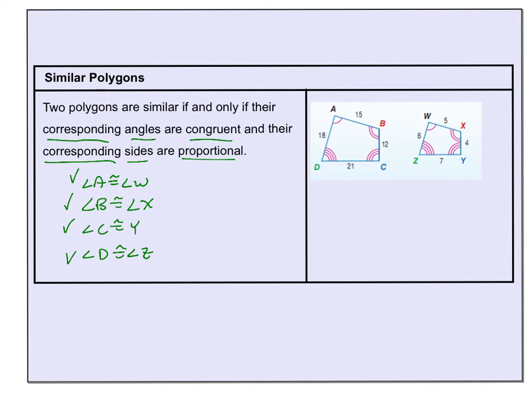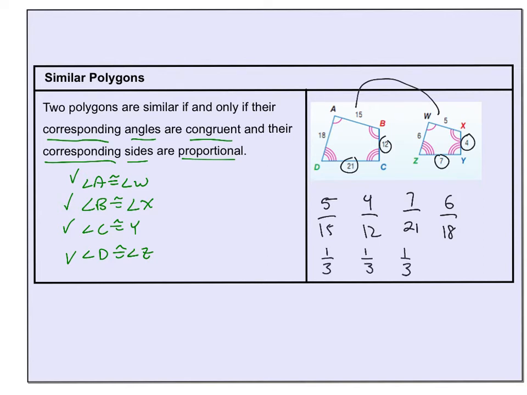Now the sides need to be in proportion. If you look over here, 5 matches up to 15, so we have 5 over 15. 4 matches up to 12, so we look at 4 over 12. Then 7 over 21, and 6 over 18. Now if we simplify all of these, they all simplify to 1/3. So those are all equal.